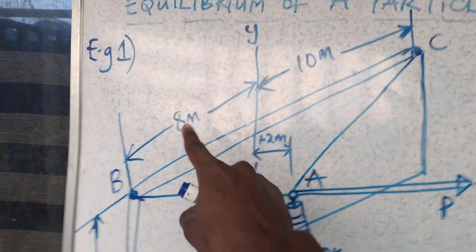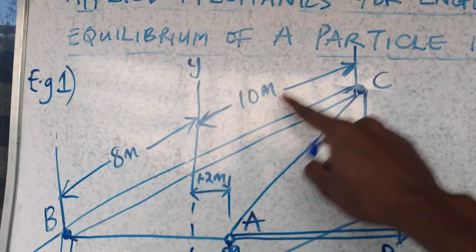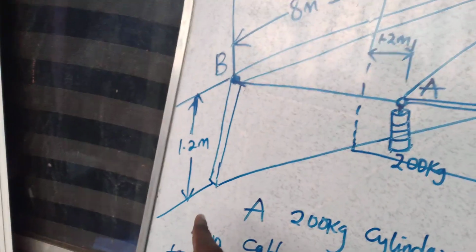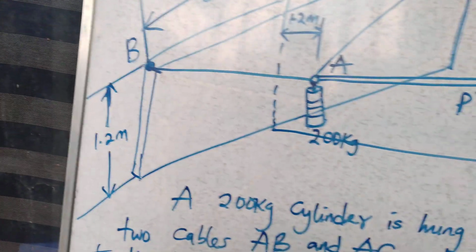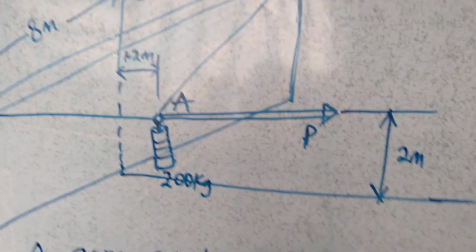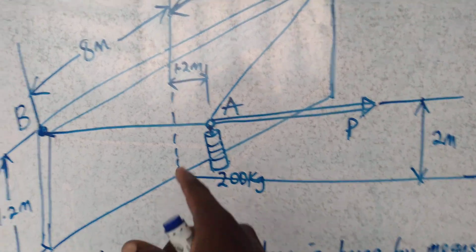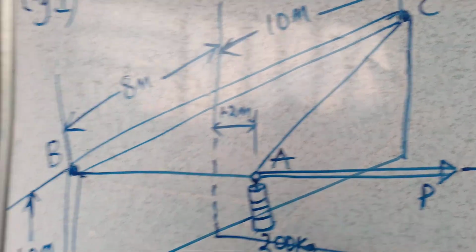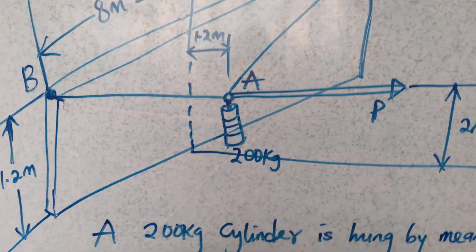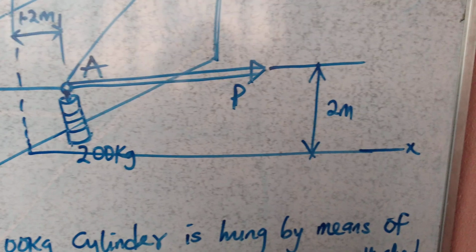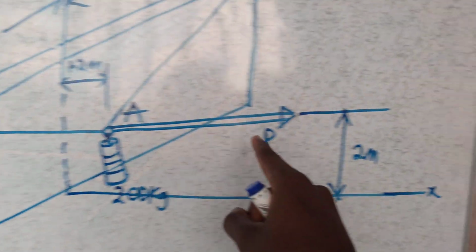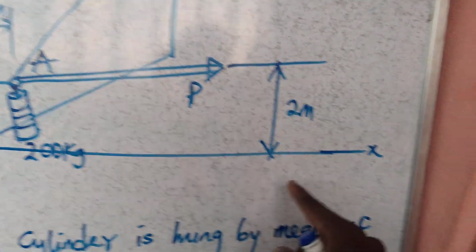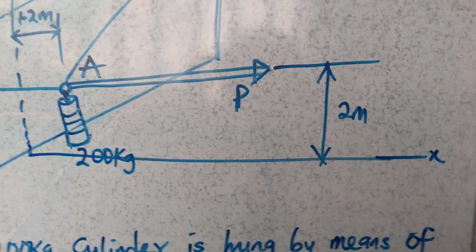Over here you have 8 meter, and then here you have 10 meter. Okay, then from point B going downwards we have 1.2 meter. And then we also see that the distance between this middle side of the wall and point A is 1.2 meter, and the mass is 200 kilogram. Then we have a force P acting this way. The distance between the force P and the horizontal axis X is 2 meter.